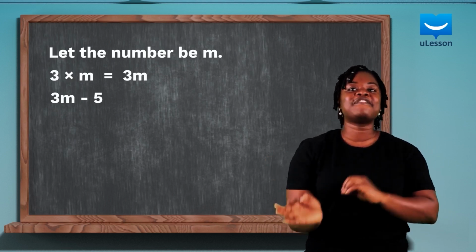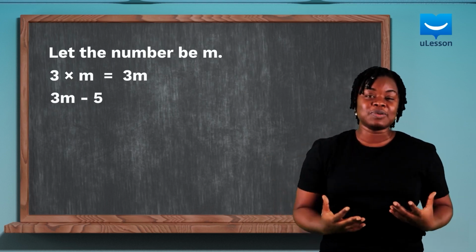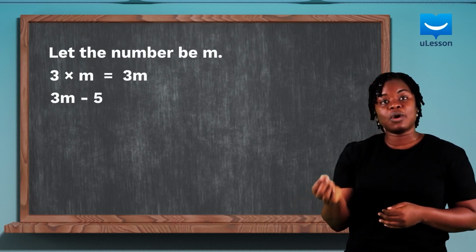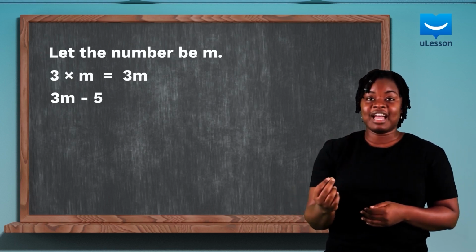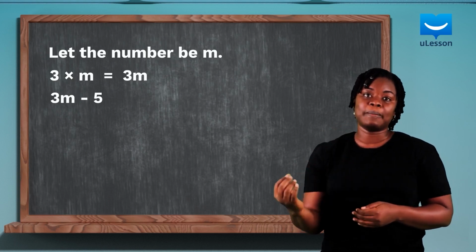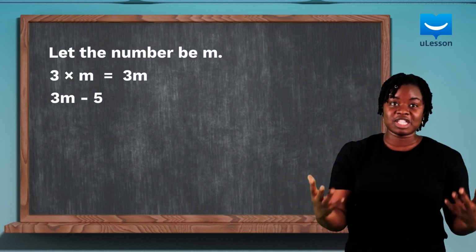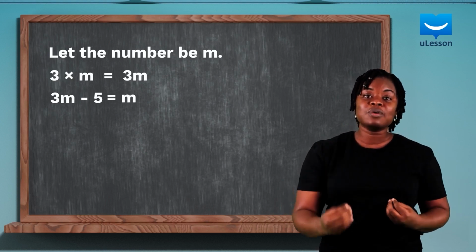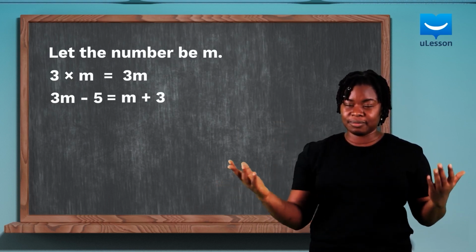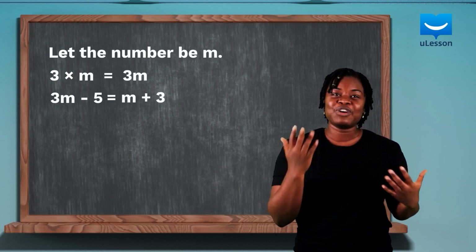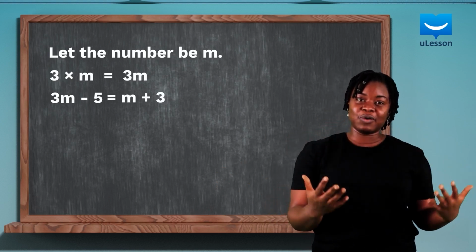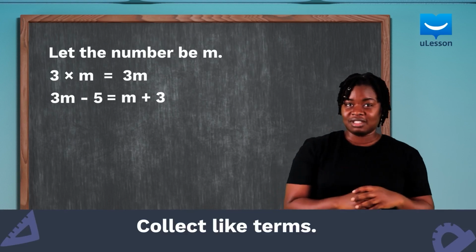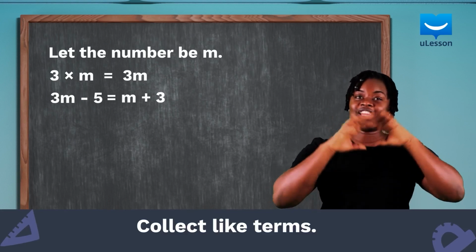Then he subtracted 5 from it. So this means we have 3m minus 5. Now we're told that the result is the same as if he added 3 to the number. So our new expression is going to be 3m minus 5 equals m plus 3. Are you following? So we're going to solve this resulting equation by collecting like terms.